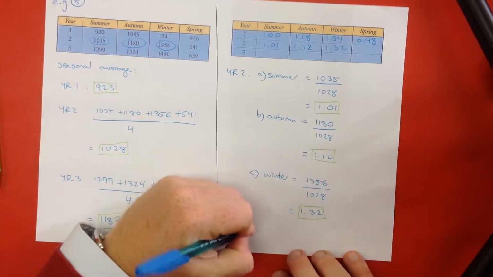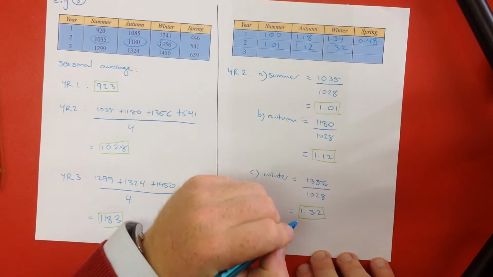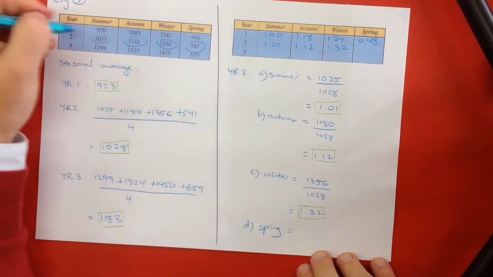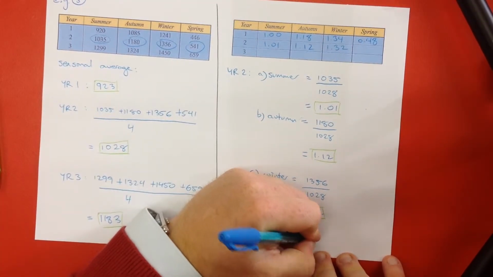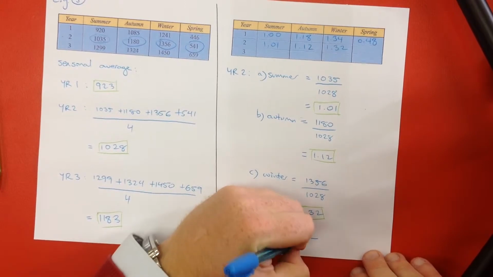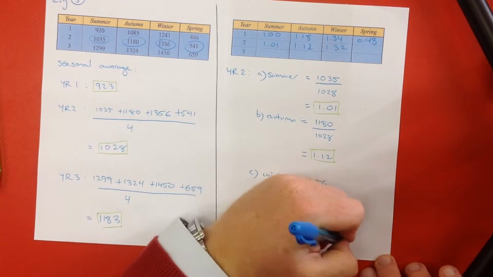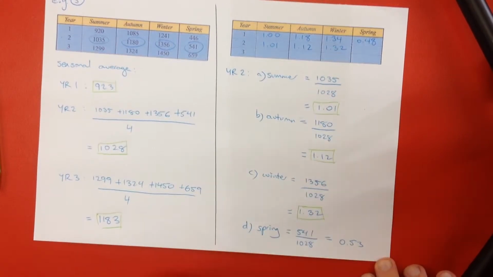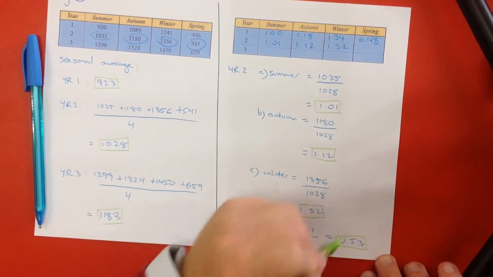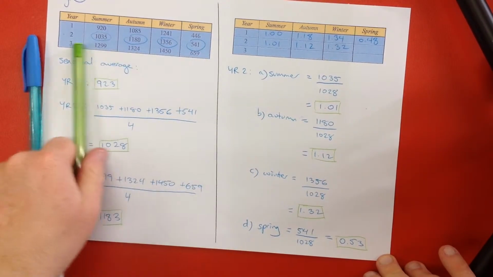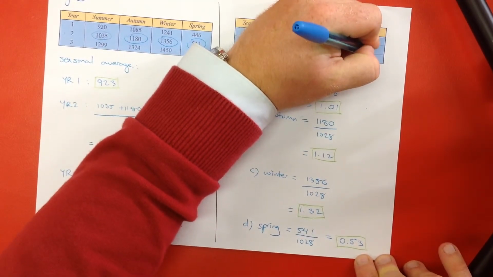And finally, let's not neglect spring. 541 is spring in year 2, so we're trying to find spring in year 2. 541 out of the seasonal average, 1028. So I'm just using those formulas I showed you on the last page. And that equals 0.53. Which again makes sense, because this is much less than the seasonal average. It's almost 50% of that. It all seems to make logical sense in terms of what we expect to get for our answers.